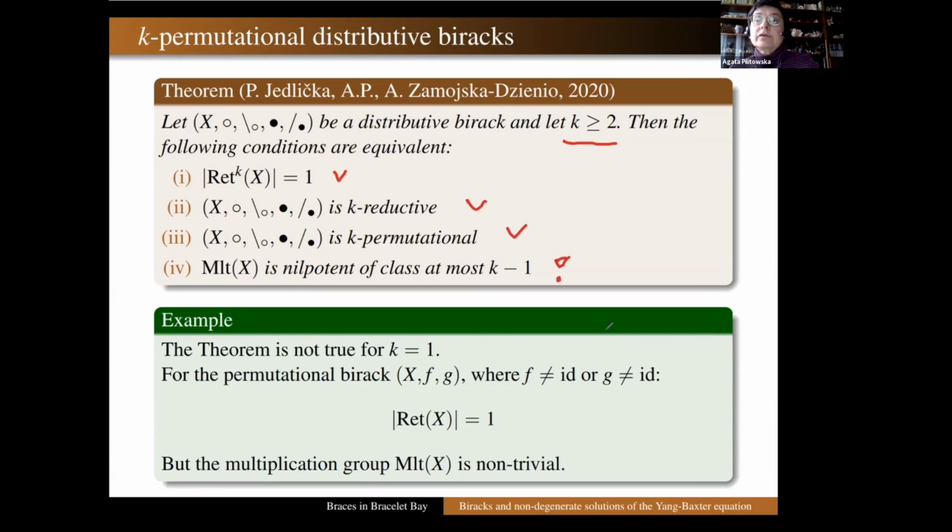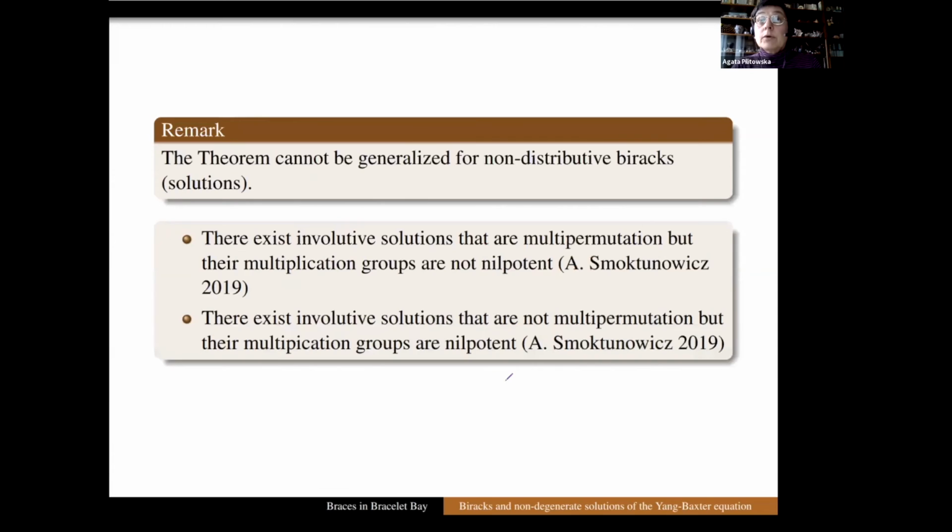Let us note that this theorem is not true for the case of k equal to 1, because for the permutational Birack with mappings f or g not equal to the identity mapping, the retract of this Birack is of course one element, but the multiplication group is of course non-trivial.